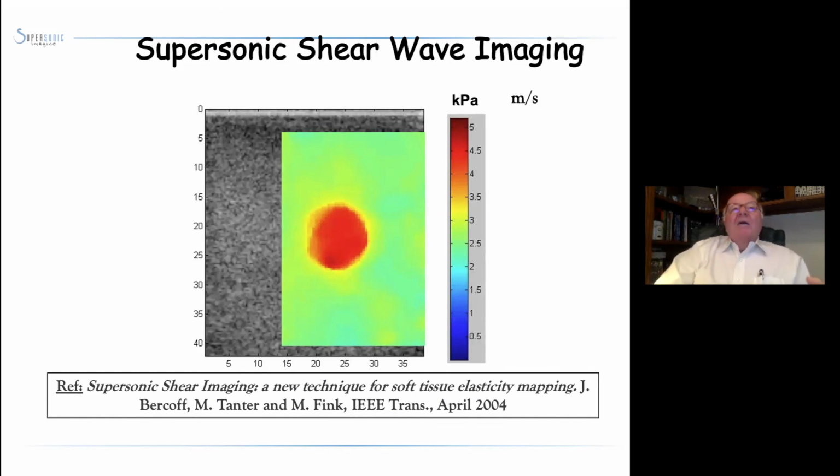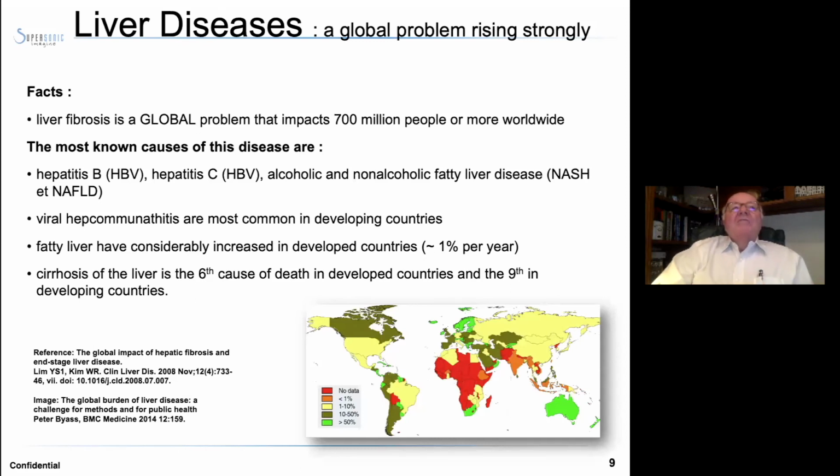So going back to the liver, as you know, liver disease is really a global problem. It's been rising strongly. More than 700 million people around the world have liver fibrosis. And the most common cause is hepatitis B or C, NASH, or NAFLD, non-alcoholic fatty liver disease. So it's a key issue. And the challenge in front of us is how we can assess in a non-invasive way the presence of fibrosis in the liver.